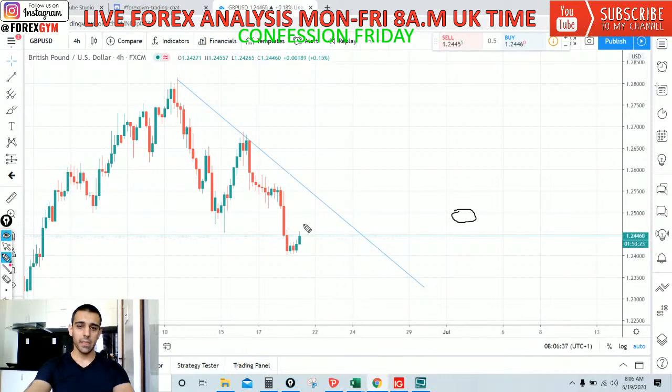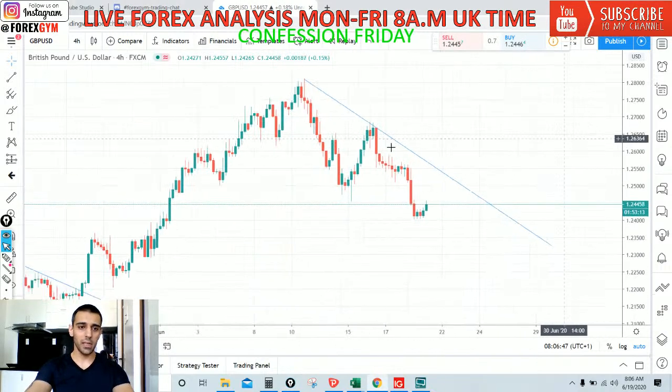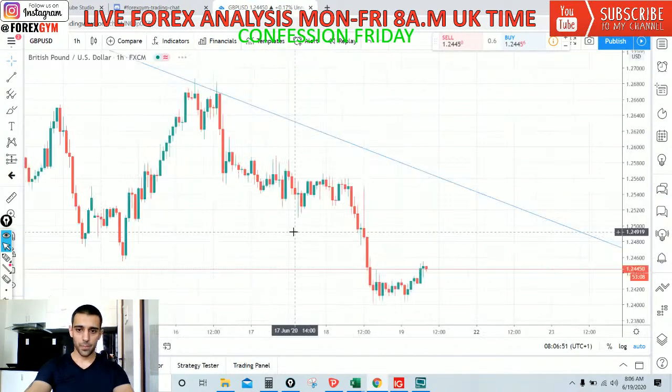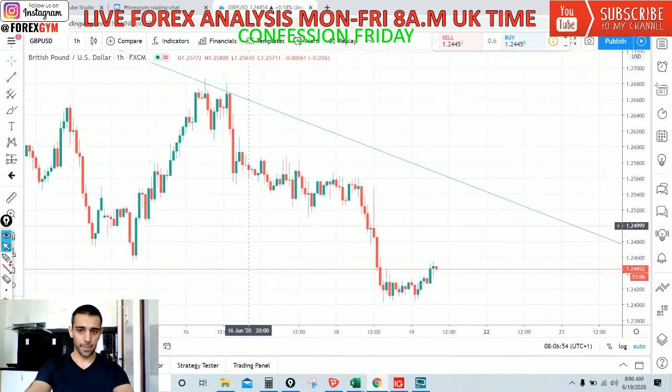It might not do it today. It might take maybe a couple of days into next week to come up to this trend line, or I'm targeting these highs on the daily time frame. Let's have a look at the 1-hour time frame.